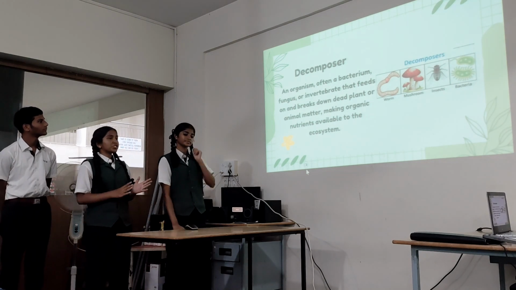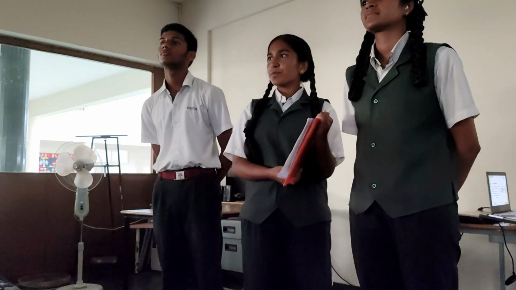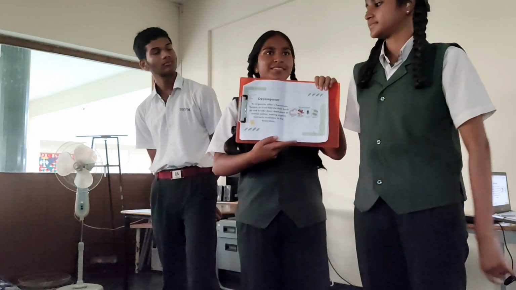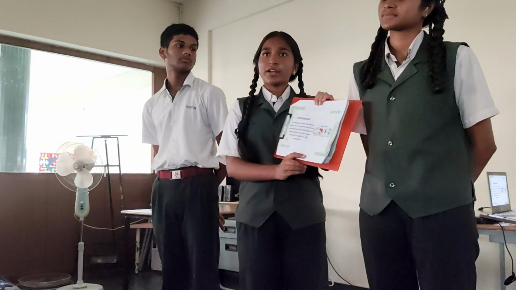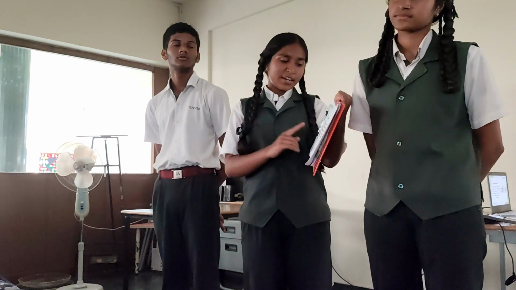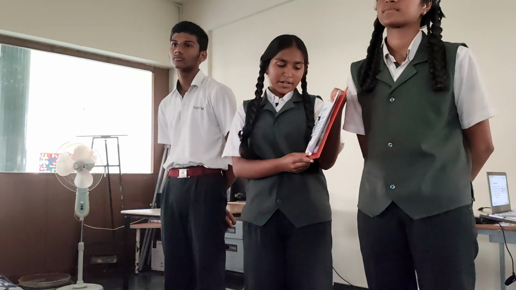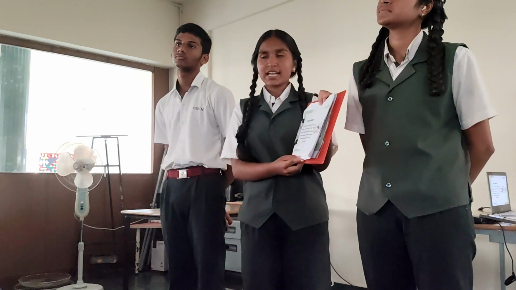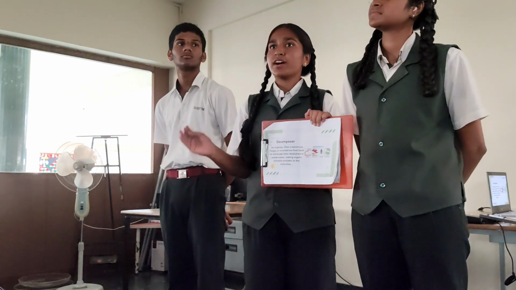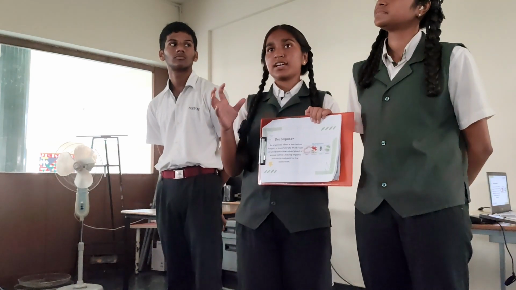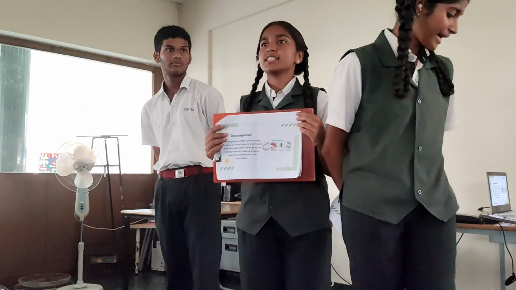Next is the decomposer. When the producer produces the food, it is consumed by the consumers, and after this the organisms die and they get decomposed. A decomposer is an organism, often bacteria, fungus or invertebrate, that feeds on and breaks down dead plant or animal matter, making organic nutrients available in the ecosystem. Which means that when an organism dies, the bacteria and fungus come and decompose it and make organic nutrients available in the ecosystem.